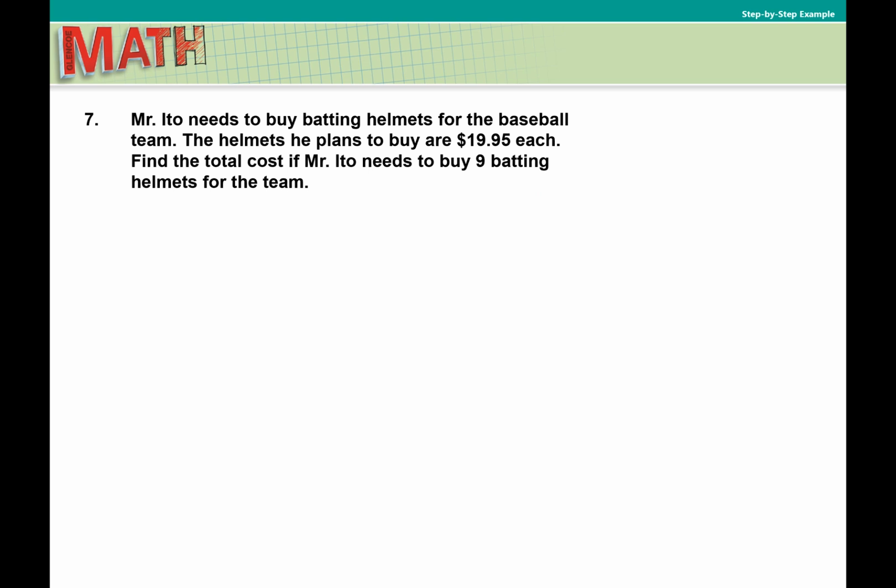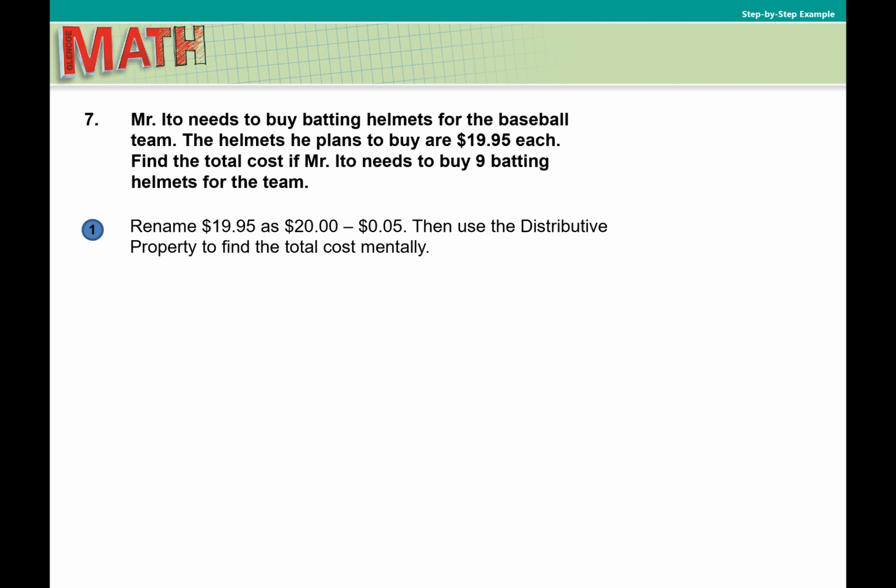Okay, so $19.95 is sort of a difficult number to do multiplication with, especially when you're doing 9 times 9. If you're standing in the sports store, doing all that long multiplication out is going to be difficult. So we can actually split the problem up into 2 different parts and make the multiplication easier. So we're going to rename $19.95 as $20 minus 5 cents. You get that? So $19.95 is the same thing as 20 minus 5 cents, and then we'll use the distributive property to find the total cost mentally.